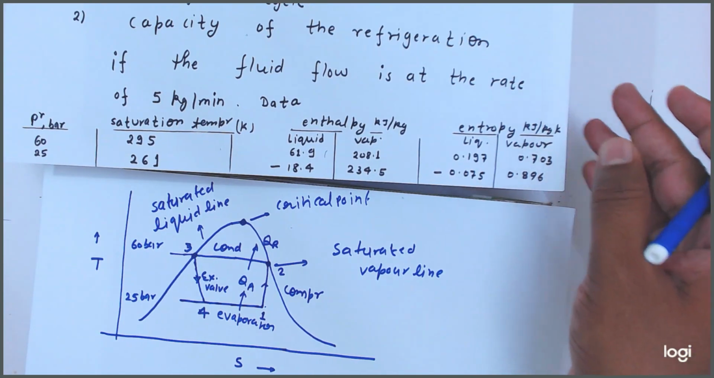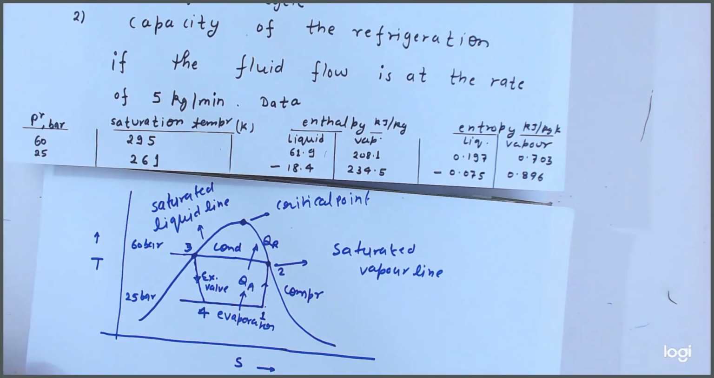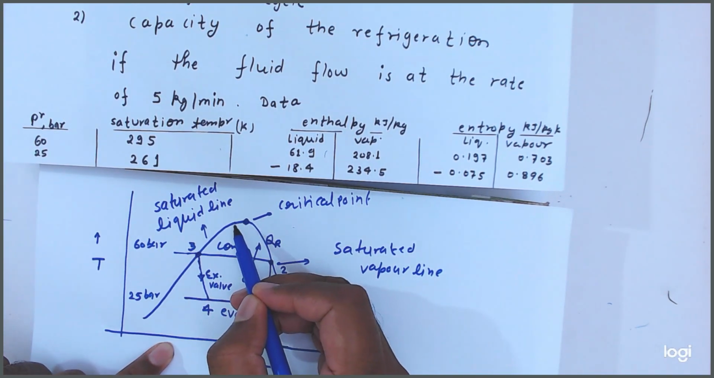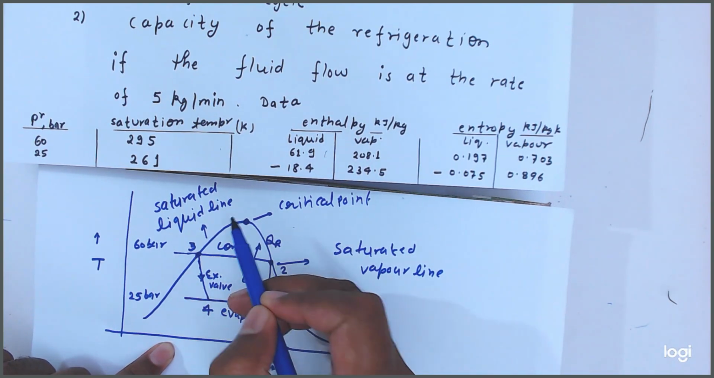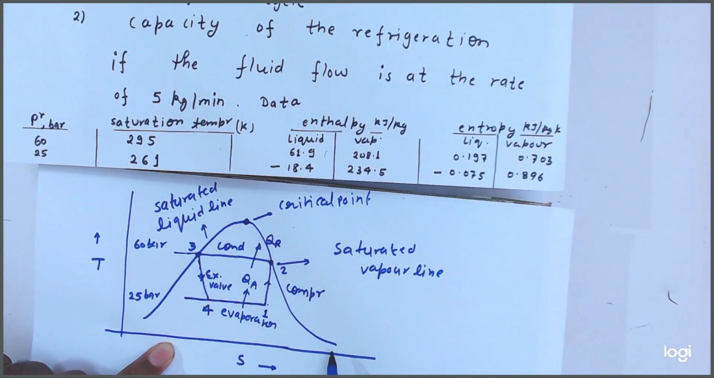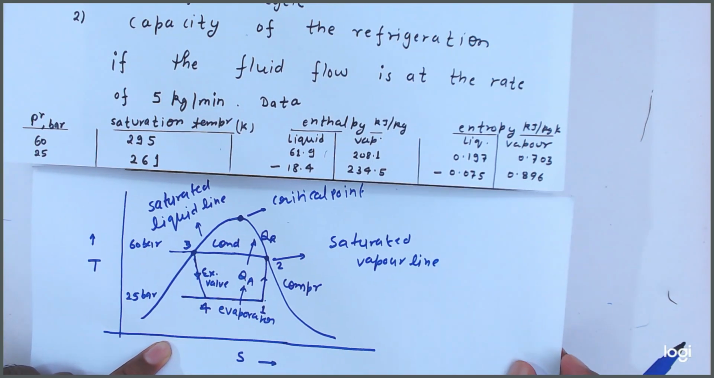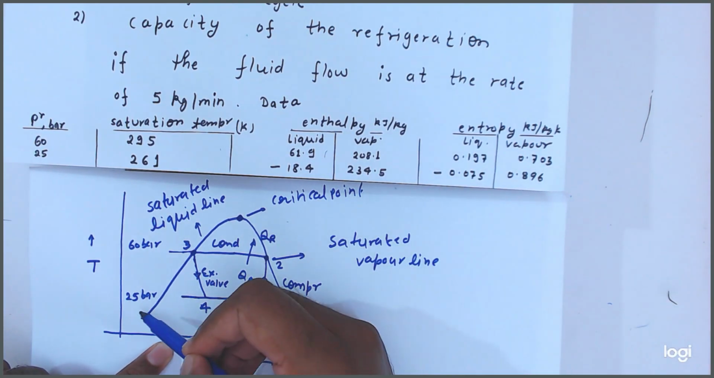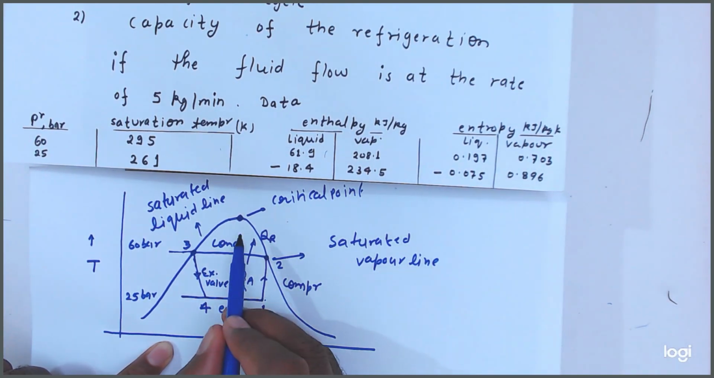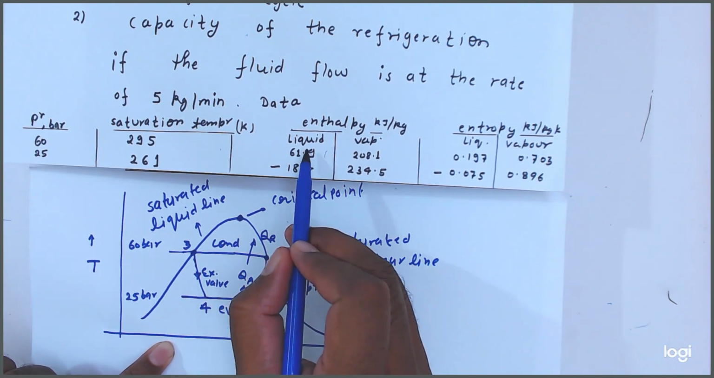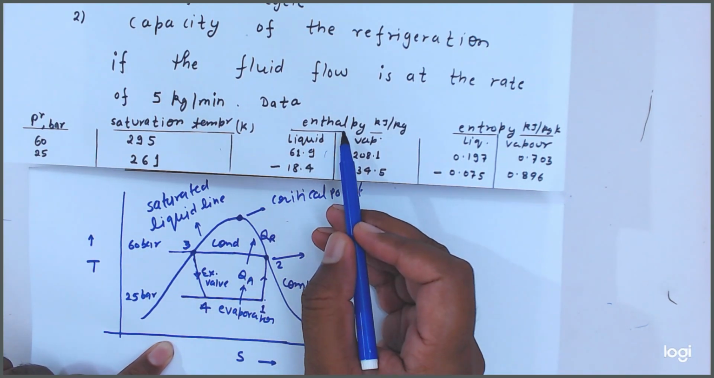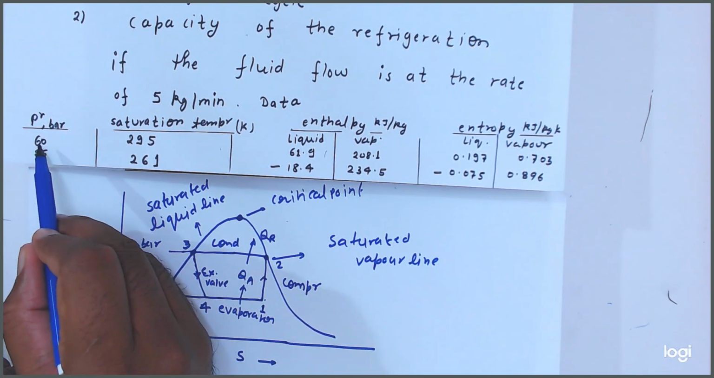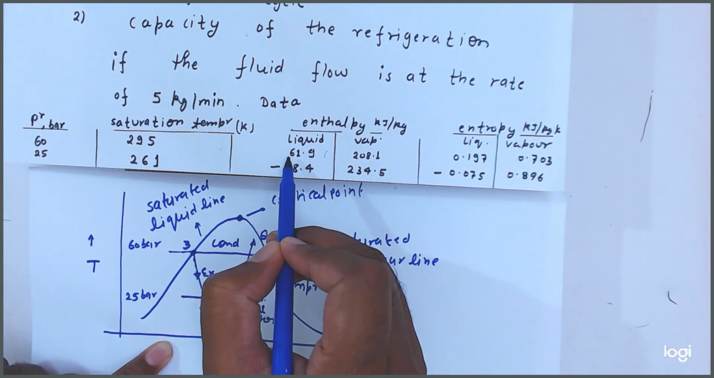Okay friends, let's clear visibility. See here friends, liquid means this saturated liquid line, and vapor means this saturated vapor line. Here also, liquid means saturated liquid line and vapor means saturated vapor line. Now the value is given here for liquid. This is the enthalpy of liquid at 60 bar pressure.